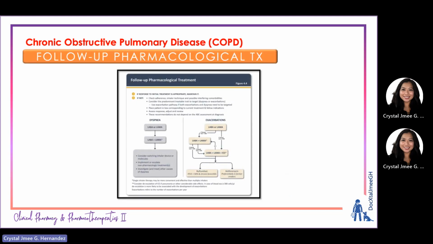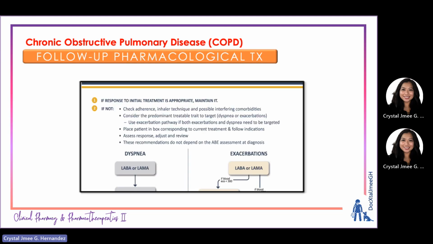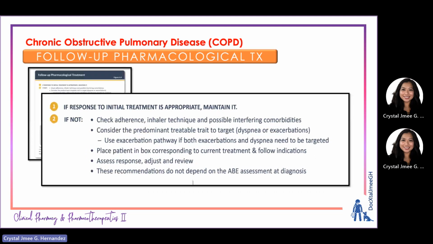So for the follow-up pharmacological treatment, what would be our steps? First, if the response to initial treatment is appropriate, as we have mentioned, we just need to maintain it. Okay. So we go to the cycle of symptoms, assess, and then review. Do we need to escalate? Do we need to maintain? Do we need to de-escalate? And so on and so forth.